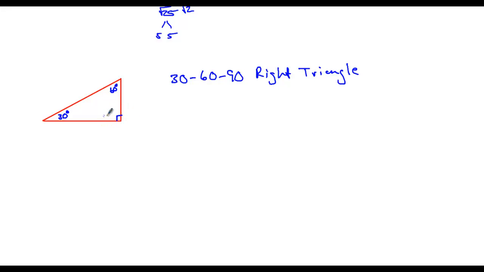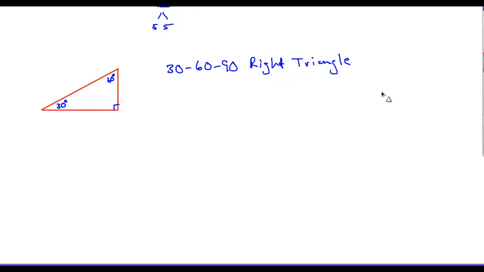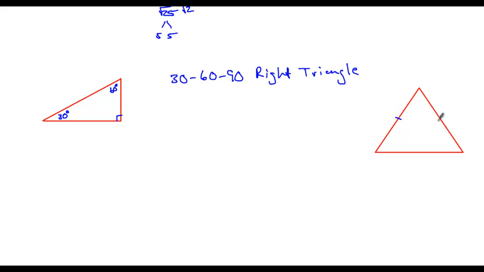And this one has a similar pattern. It's not quite the same as the other one, but it's still manageable. And to show you what that pattern is, I'm going to start with a little different kind of triangle. I'm going to start with the equilateral triangle. So here is an equilateral triangle.